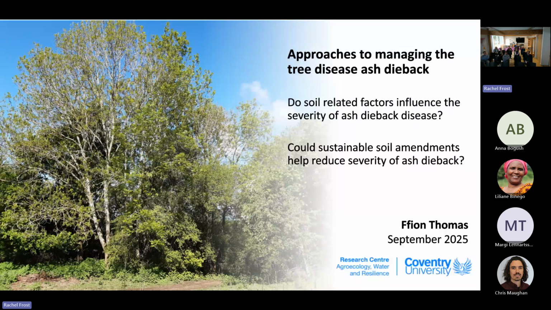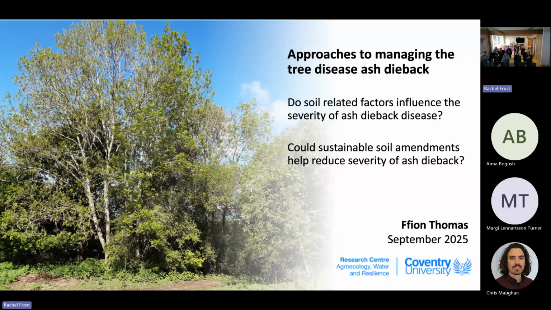So today I'd like to tell you a little bit about my PhD research, where I looked at approaches to managing the tree disease ash dieback. And more specifically, I looked at whether soil-related factors influence the tree disease and whether the use of sustainable soil amendments could have a positive effect for the ash trees.